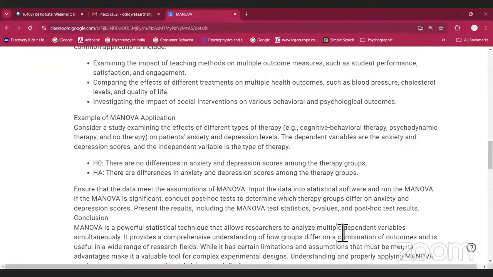Ensure that the data meet the assumptions of MANOVA. Import the data into statistical software and run the MANOVA. If MANOVA is significant, conduct a post-hoc test to determine which therapy groups differ on anxiety and depression scores. Present the results, including the MANOVA test statistics, p-value, and post-hoc test results.